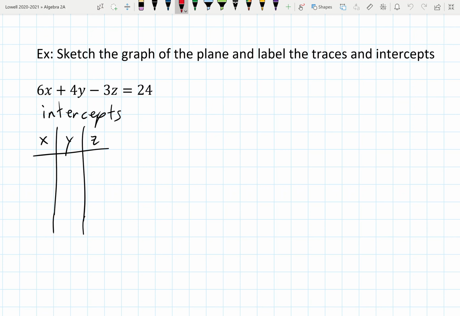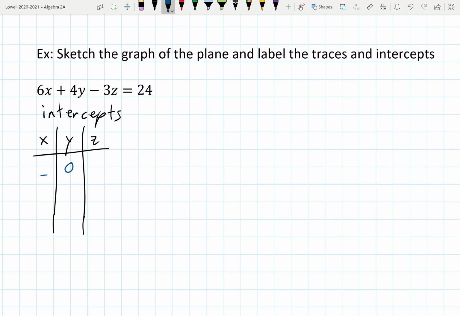Okay, so first step is to find the intercepts, because once we find the intercepts, then we're just going to plot them on our axes wherever they are, and then draw the triangle, and that's pretty much all there is to it.